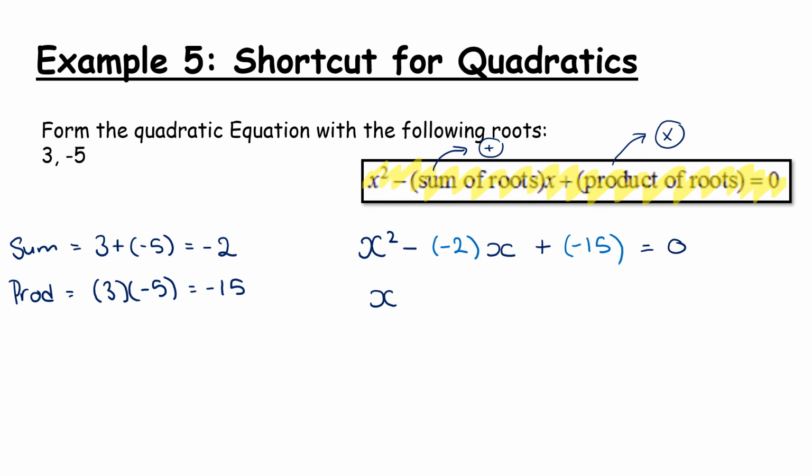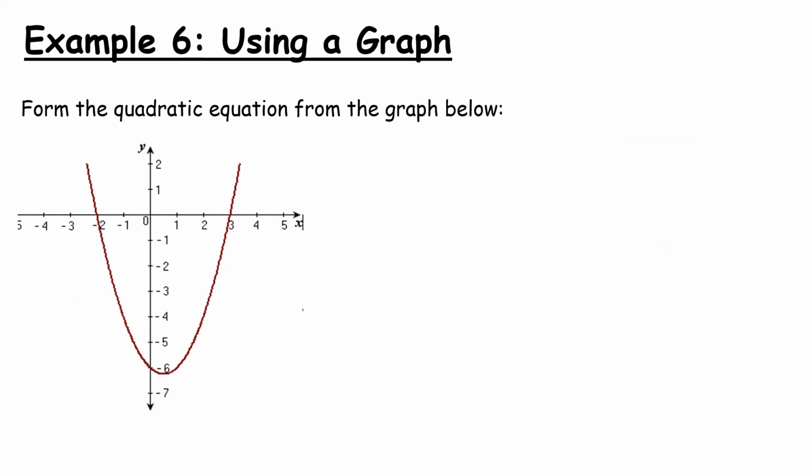Tidying this up gives us x squared plus 2x minus 15 equals 0. And that's our answer. So it is a lot shorter, but remember you need to know that formula if you want to use this method.